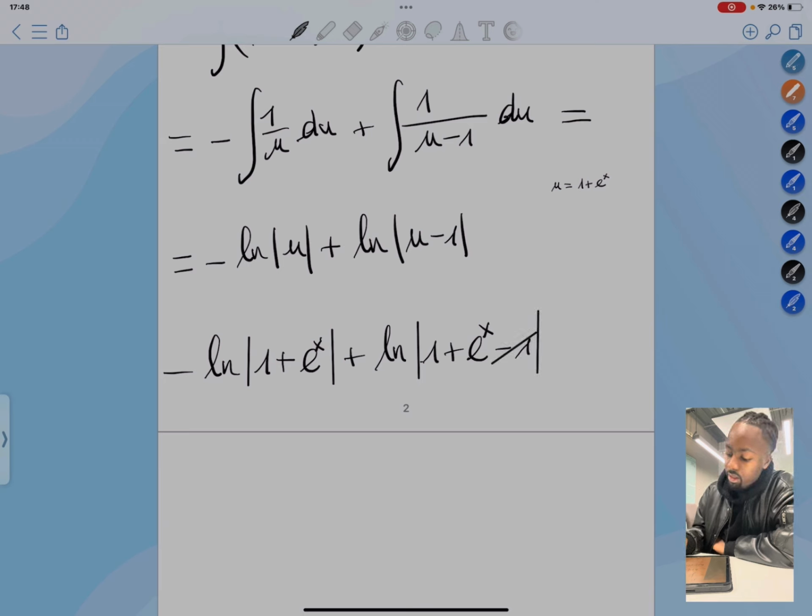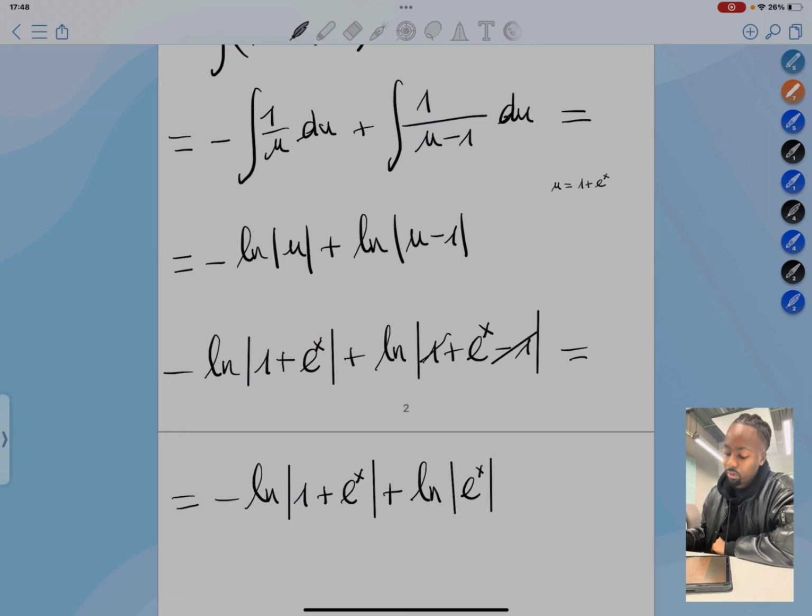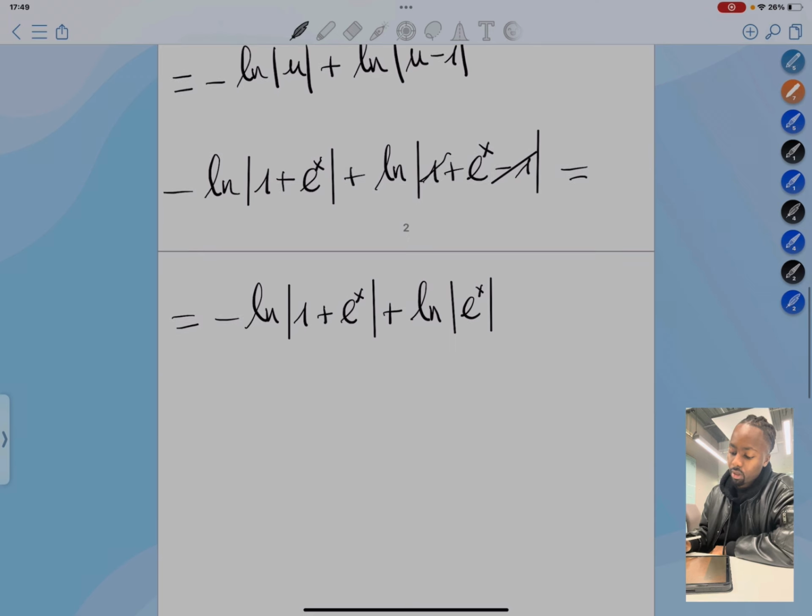Now we can see that minus 1 and plus 1 cancel out, so this would give us minus ln of 1 plus e to the power x plus ln of e to the power x, absolute value.